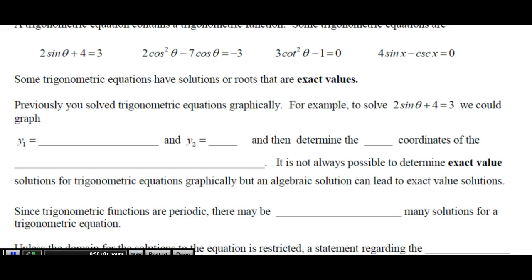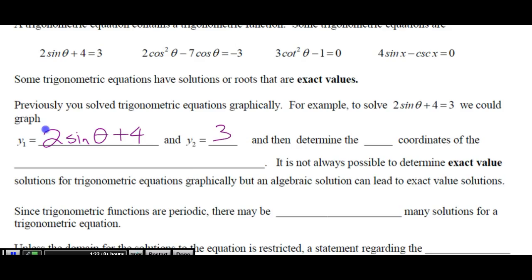Okay. Previously, you solved graphically. So, for example, solve 2 sine theta plus 4 equals 3. We could graph the left side as y1, so 2 sine theta plus 4, and we could graph y2 as 3.